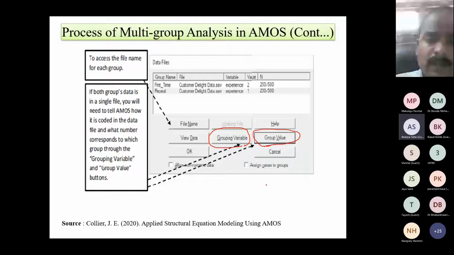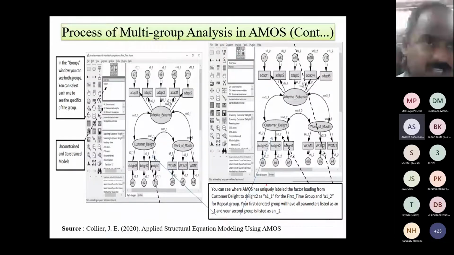Then see, I am quickly finishing all these things so that I can give enough time for the hands-on practice. Today I am mentally ready to give enough time for your hands-on practice. My dear friends, please be ready with your data set. Open your data set and AMOS file.